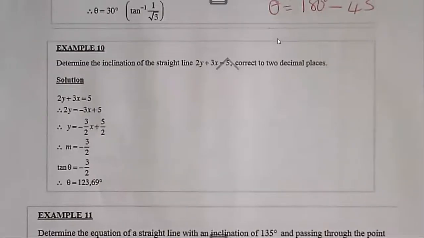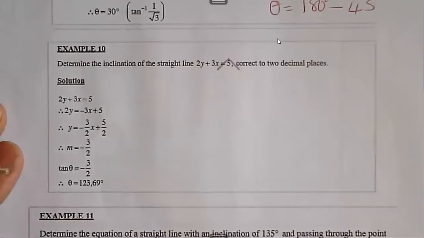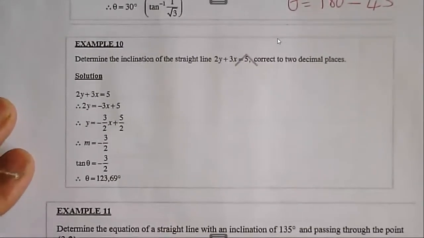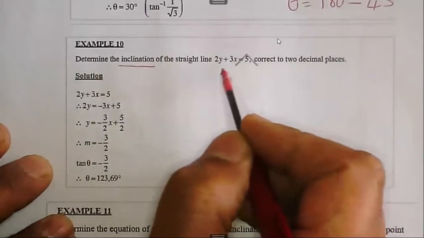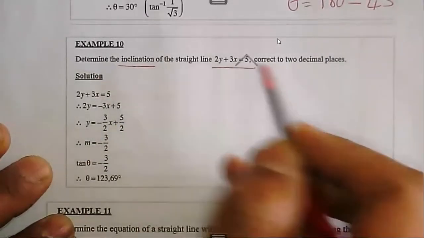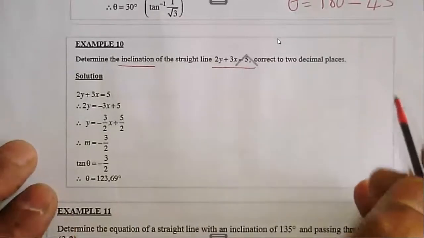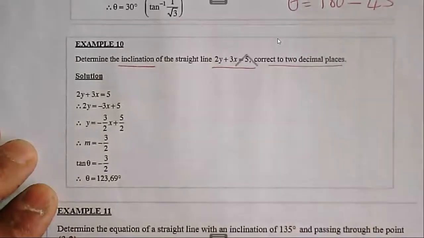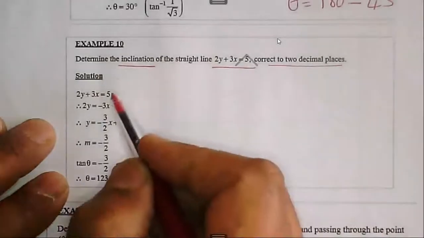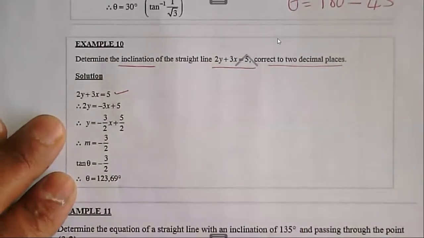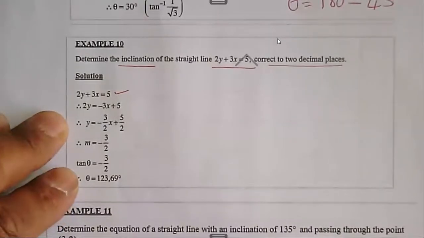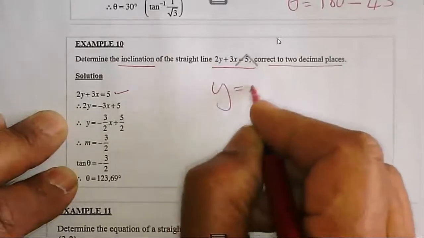Right. Let's continue with lesson 3, video 2. So let's look at example 10 now. Determine the inclination of the straight line 2y plus 3x equals 5, correct to 2 decimal places. At the moment, the equation is not in standard form, so that is what we should do. Rewrite in standard form. Why? So that we can see what m is, isn't it?